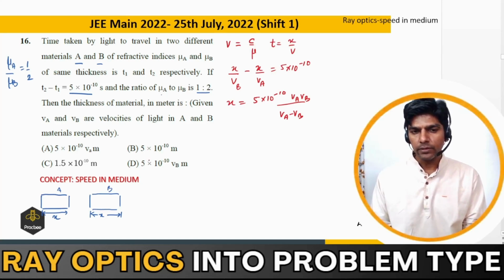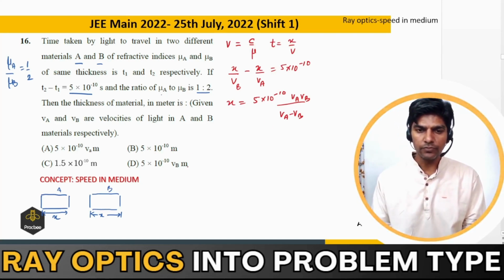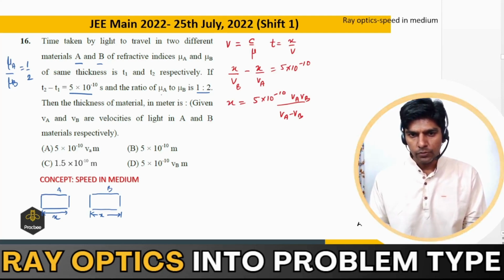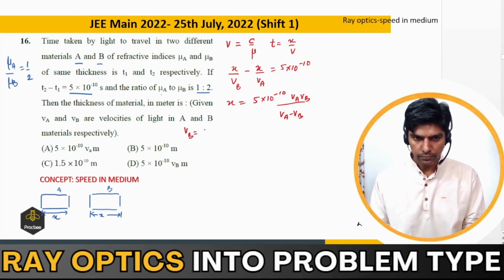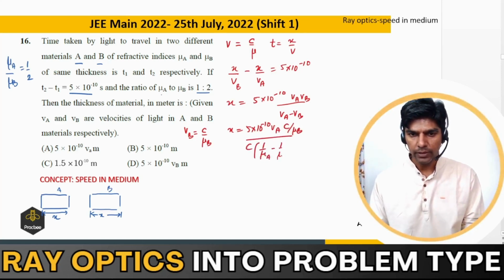So we won't get a numerical answer in that case. So let us find the answer in terms of VA. Let us first find the answer in terms of VA and then we'll find the answer in terms of VB. So VB can be written as C divided by mu B. So x can be written as 5 into 10 raised to power minus 10 VA times C divided by mu B, divided by C times 1 by mu A minus 1 by mu B.